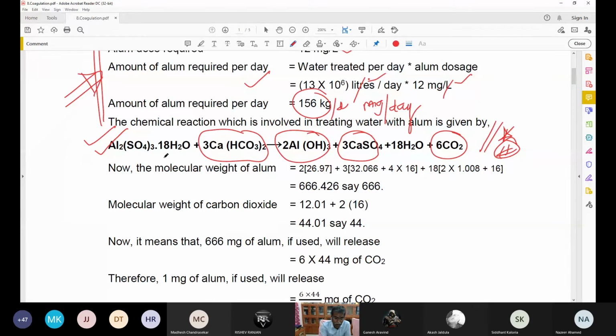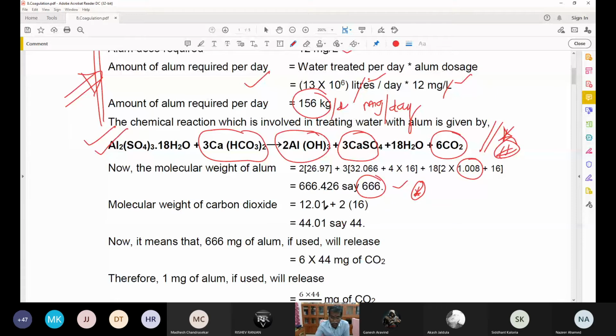Okay, so now you check out the molecular weight of alum. Aluminium is 26.97, and 3 times of sulfate: sulfur is 32.066, and 4 times of oxygen, plus 18 H2O: 18 into hydrogen is 1.008, and oxygen is 16. So just calculate or remember the molecular weight of alum, which is 666. Is it fine? Yes, sir.